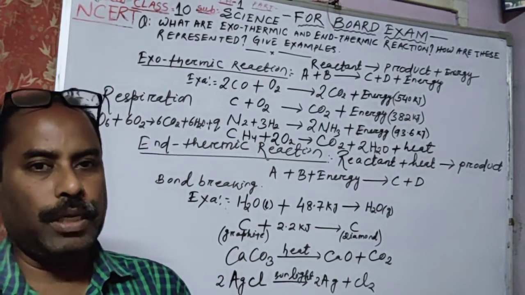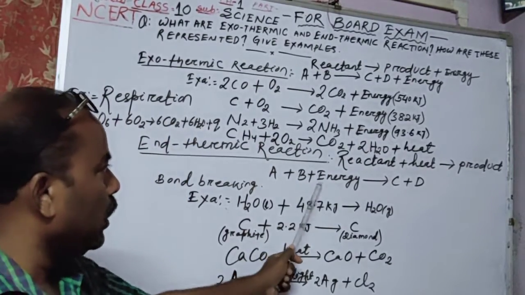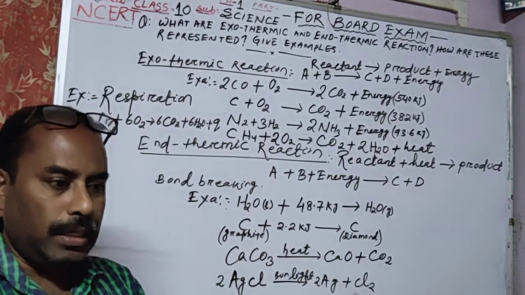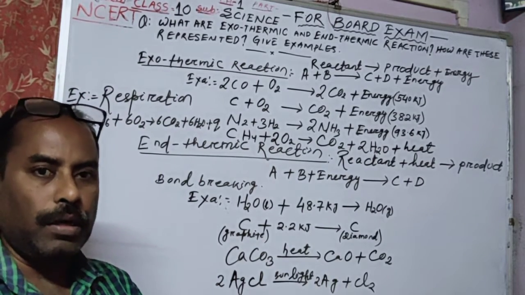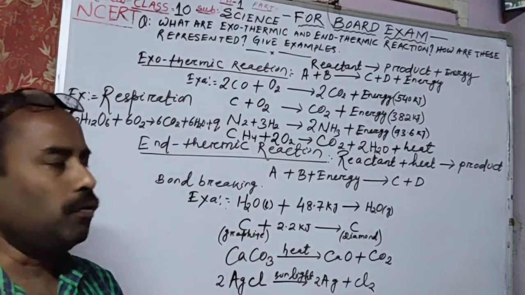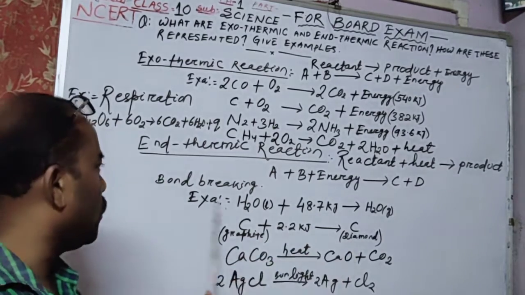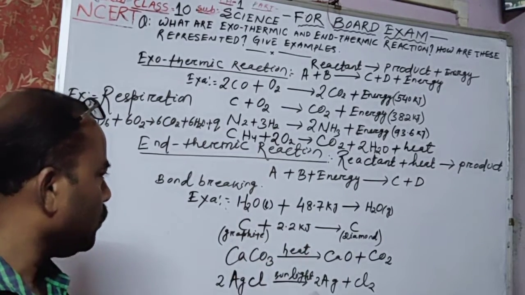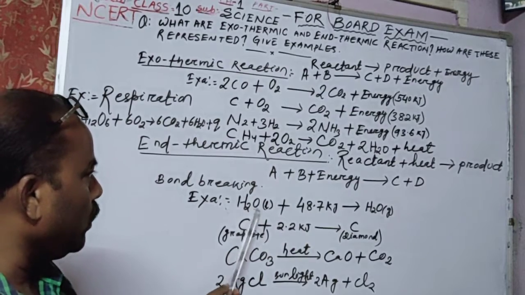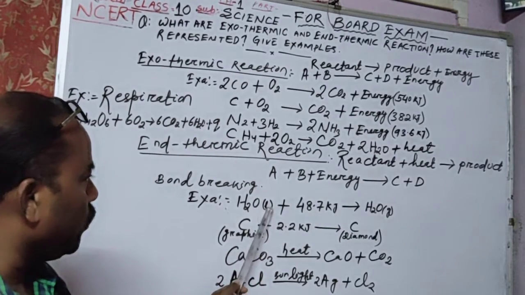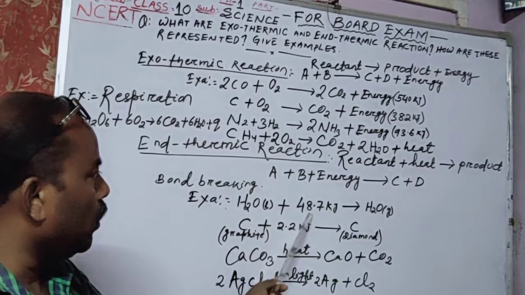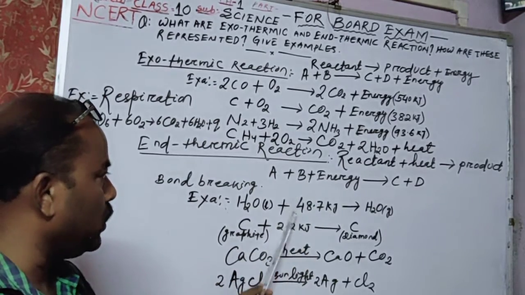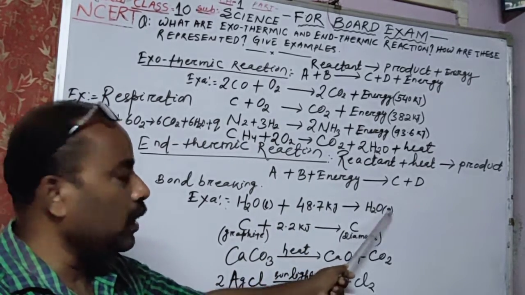This endothermic reaction is also known as the bond breaking reaction, because when we give the energy, the bond is broken, and due to the breaking of the bond, the reaction takes place and we get the product. So this is also called the bond breaking reaction. Example, when liquid water is heated with heat energy, then we will get water in the form of gas.